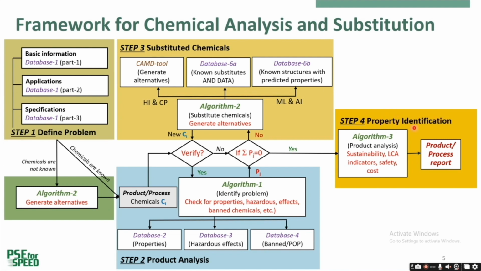The last step is property identification, or step 4. In the last step, the product or process will be analyzed in terms of sustainability, LCA indicators, safety, and cost. After that, the result of the analysis can be exported in the form of an Excel report. Please note that this step is still under development.